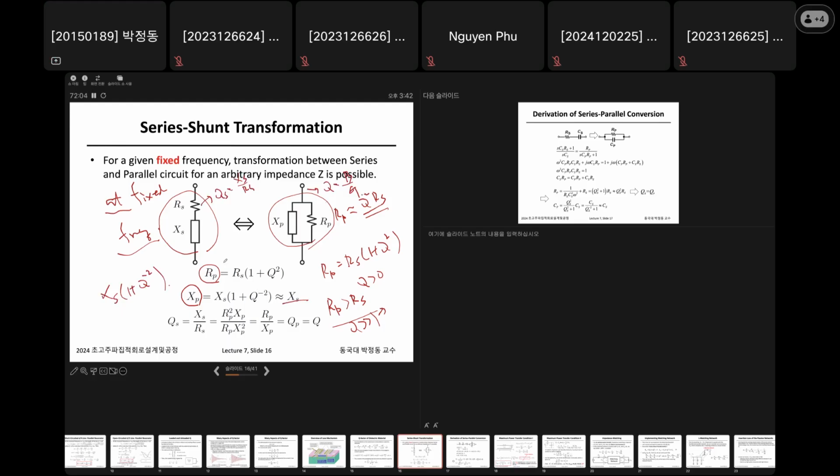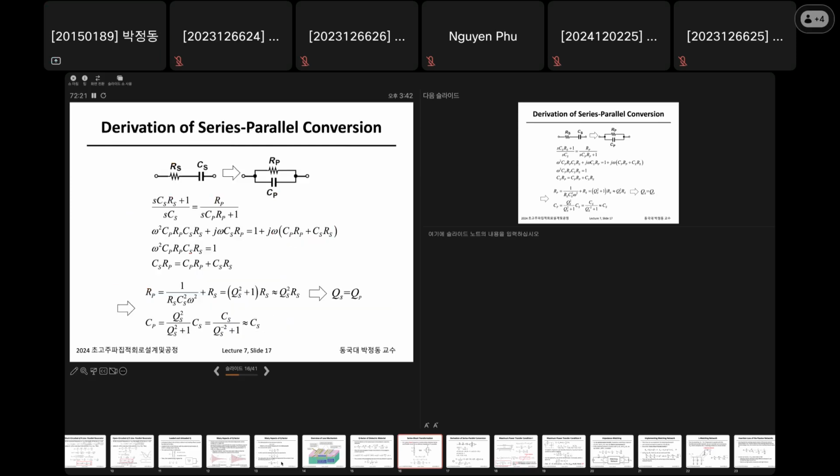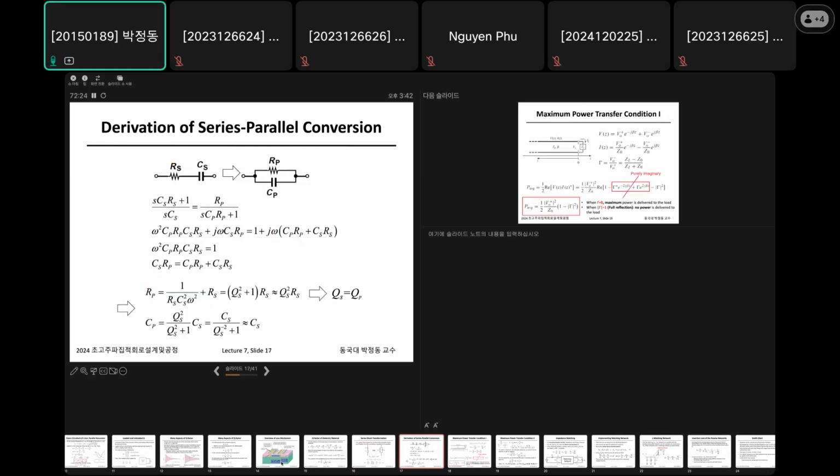Both are same. If you put this, then you can easily prove it. Okay, this is a derivation of a series to parallel conversion, which is very, very straightforward, so I don't need to talk about it. Right? You just make it equal and compare each other, then you can get this.